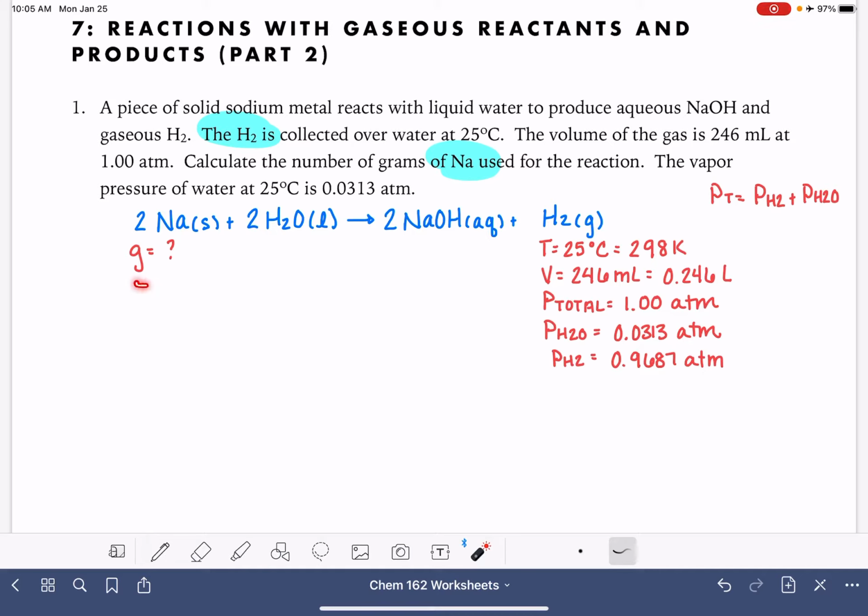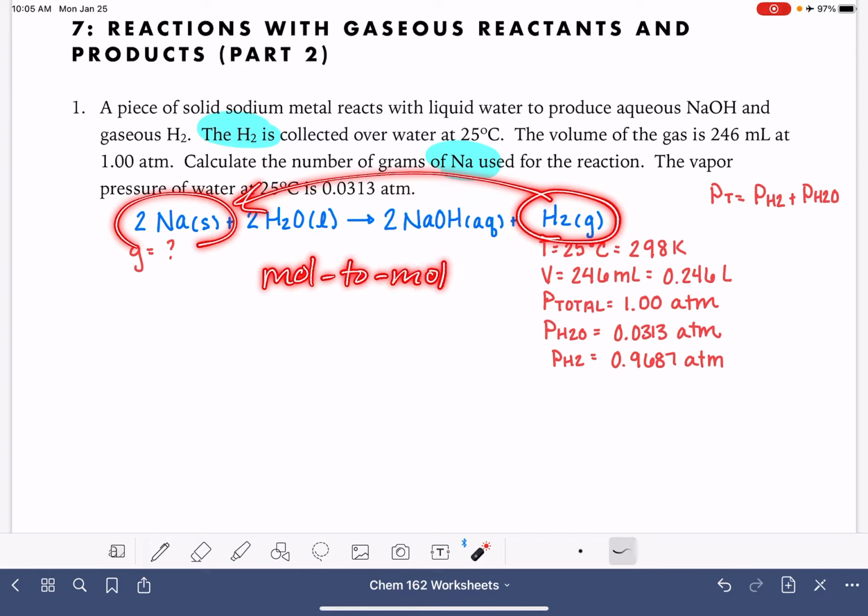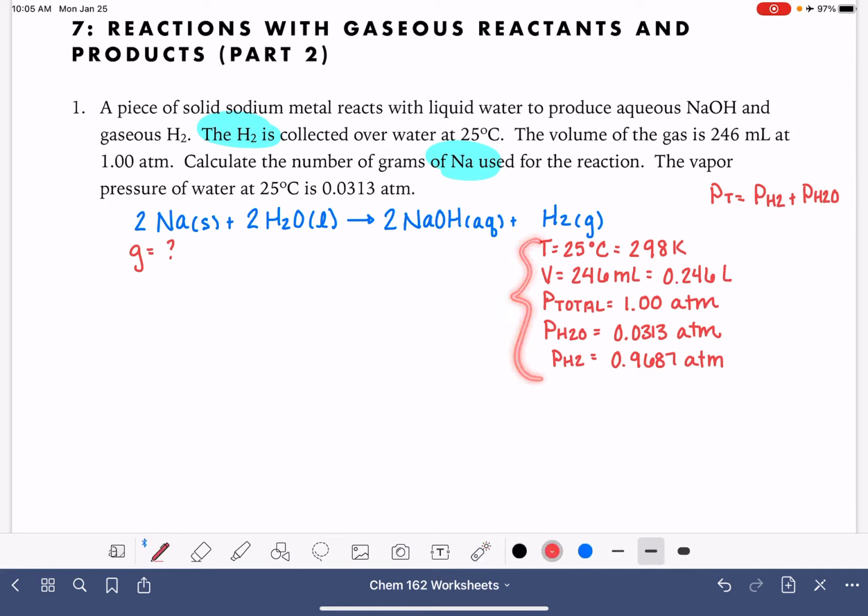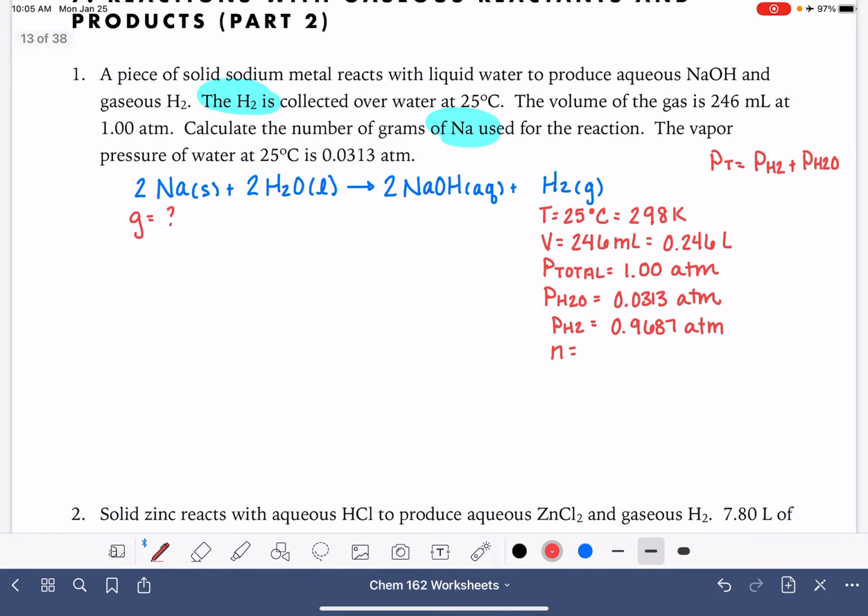So again, we're trying to figure out how many grams of sodium we have from all of this information about hydrogen. Whenever we're going from one molecule to another molecule, we do this using a mole-to-mole conversion. That's the point of stoichiometry. So what we want to do here is figure out how many moles of hydrogen gas we have. And we can do that using the ideal gas law, PV equals nRT.